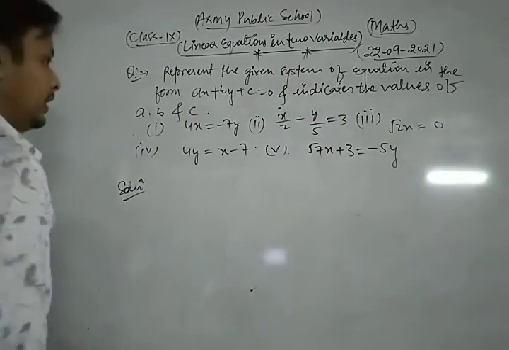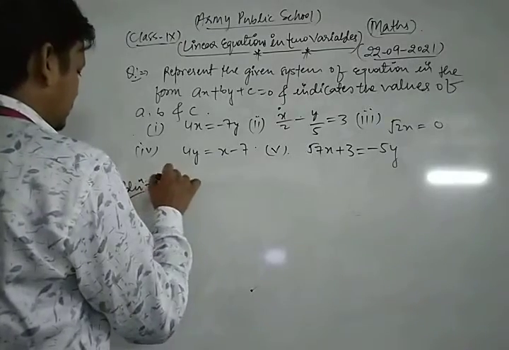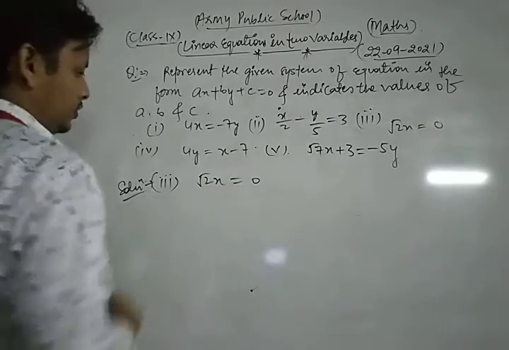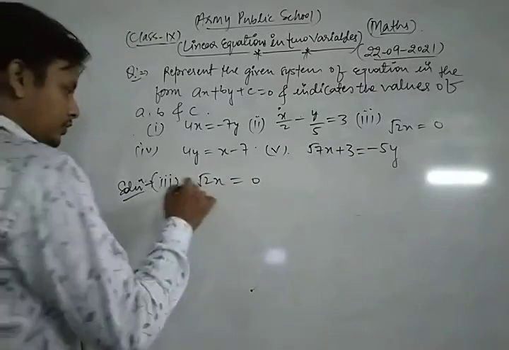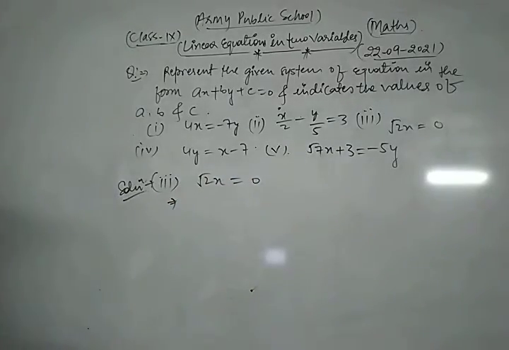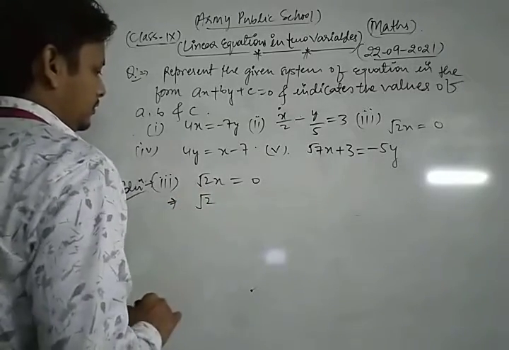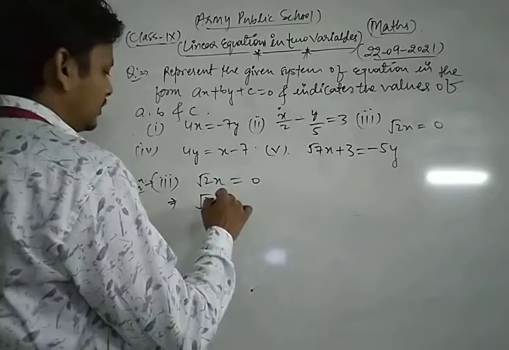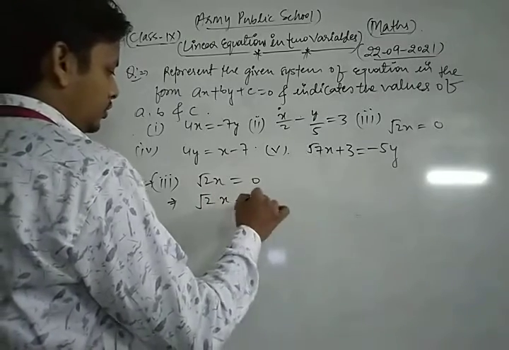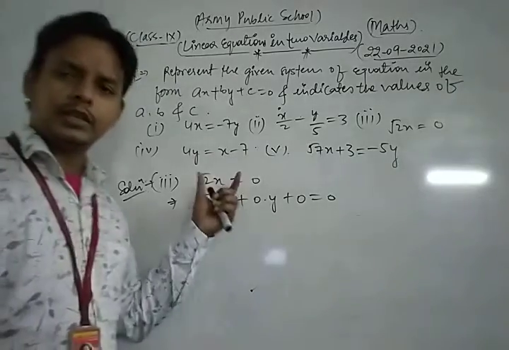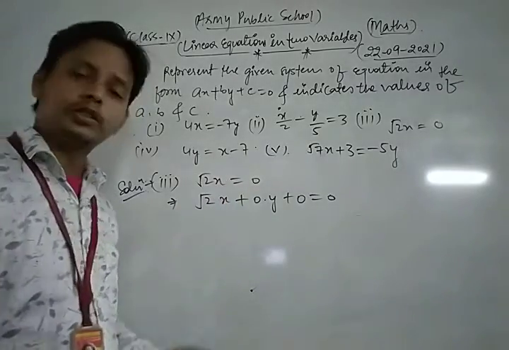First, we take and solve the first part of this question. This is root 2 x is equal to 0. So, dear student, first of all, we write in this way: root 2 into x plus 0 into y plus 0 is equal to 0. We represent the given equation in this way also.